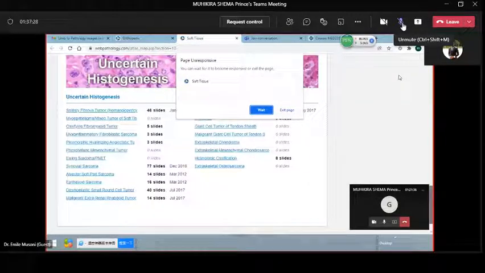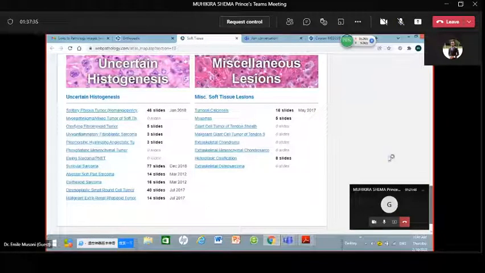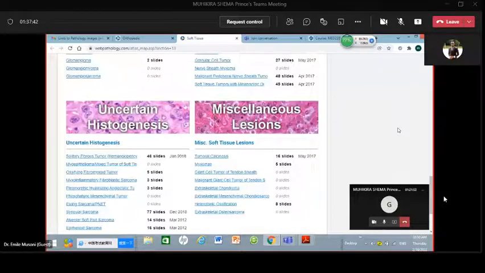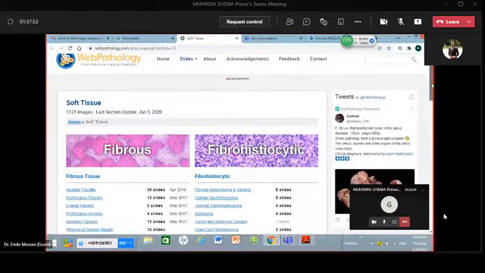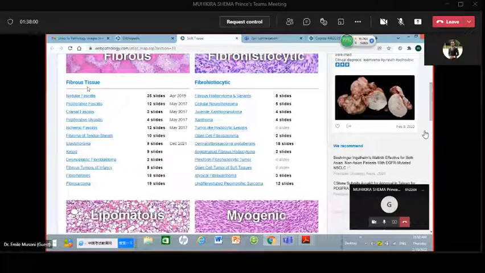I have shared with you some links about the soft tissue. There are several types of soft tissue tumors. We see here on this web pathology, here we see the fibrous tissue. We see nodular fasciitis, proliferative fasciitis, cranial fasciitis, ischemic fasciitis, keloid, desmoplastic. Those are tumors. You can find them. Fibrohistiocytic variant, juvenile xanthogranuloma, xanthoma, giant cell, those are tumors.